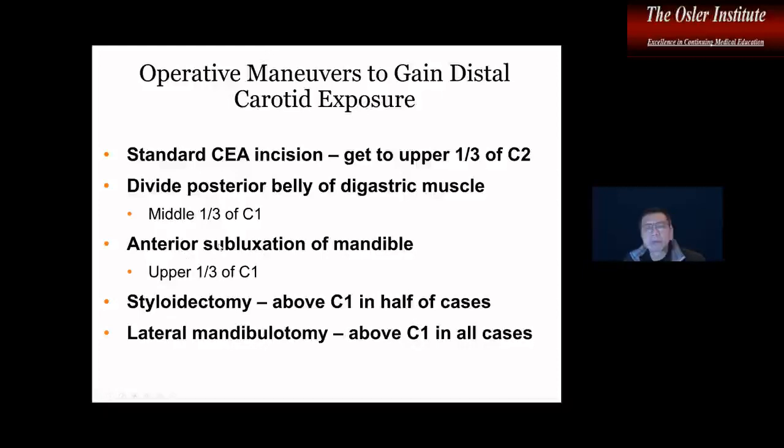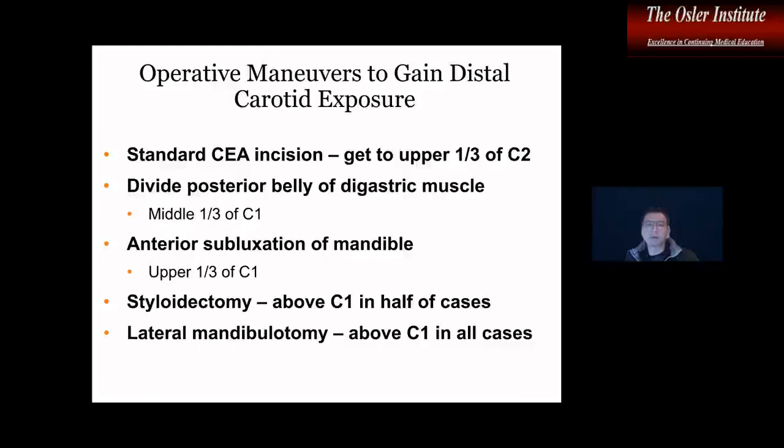I say elective setting because to do that, you have to perform nasotracheal intubation. In an emergency, this may not be an option if the patient has an oral tracheal intubation. But if you know ahead of time that distal exposure might be a challenge, you can do a subluxation of the anterior portion of the mandible. The next step is styloidectomy, which will get you the upper portion of C1. And the last maneuver is lateral mandibulotomy.